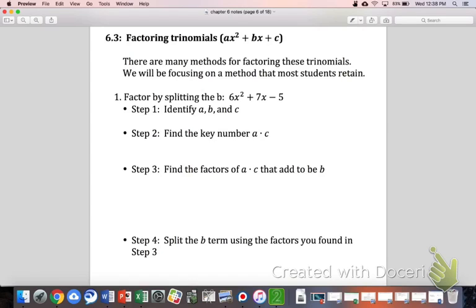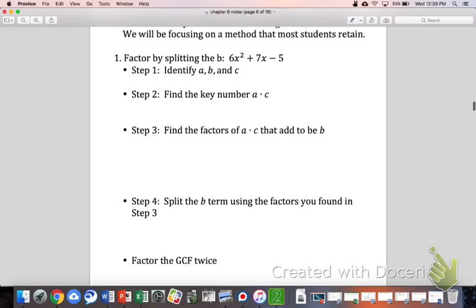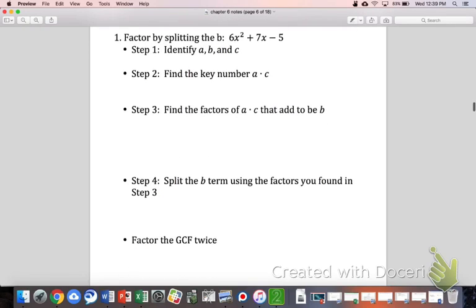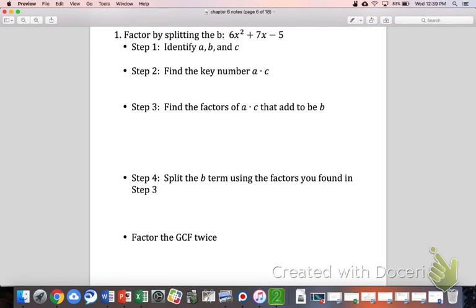There are other methods, and if you're struggling and need some extra help, I'd be happy to show you some other methods. We're going to be focusing on a method that over the years I've seen most students retain. Like I said, there are others, and if we need to, we can look at those as well. We're just going to focus on one right now. All right, so we're going to do one example here in our video, and it's number 1. The name we're going to give this method is called splitting the b. Splitting the b.